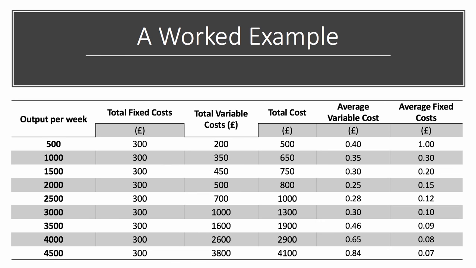Although notice here that the fixed cost per unit is falling at a decreasing rate because you're spreading those overheads, £300, across a much bigger range of output. Okay, fixed cost per unit must always fall.